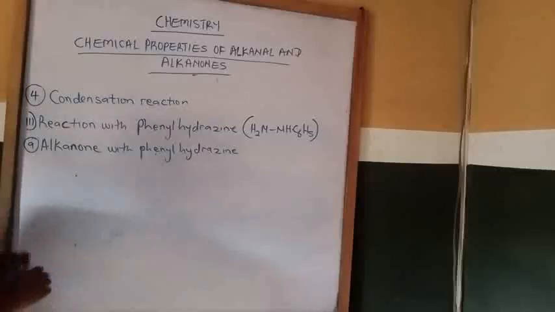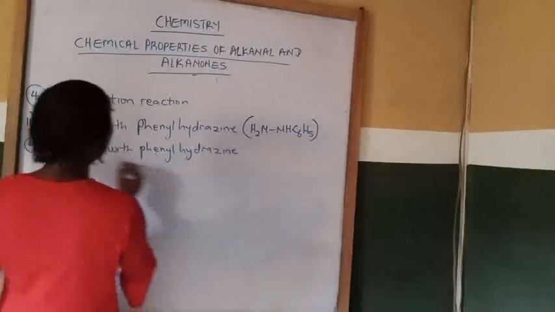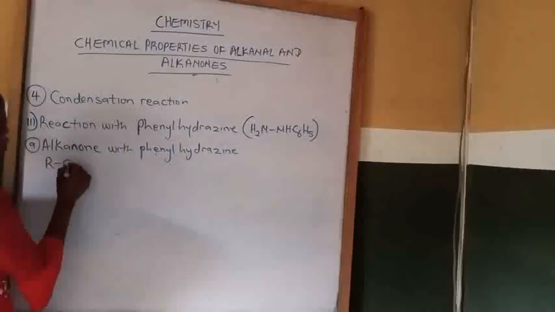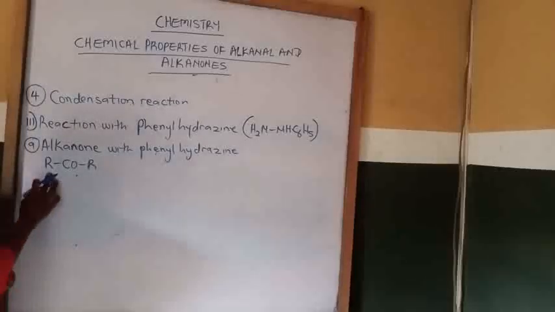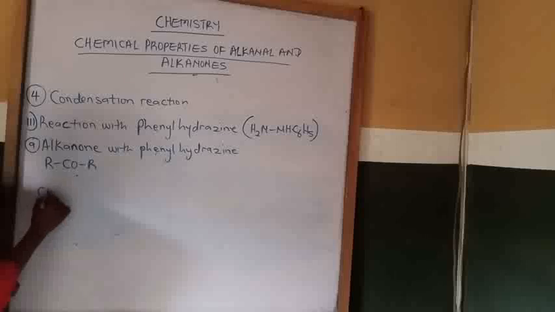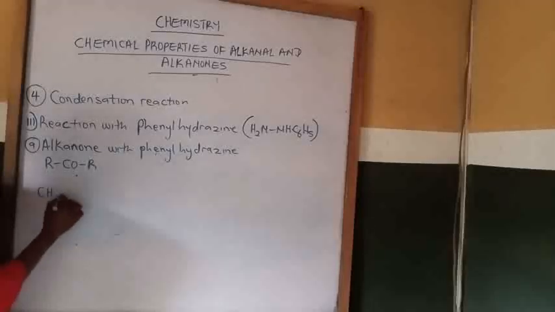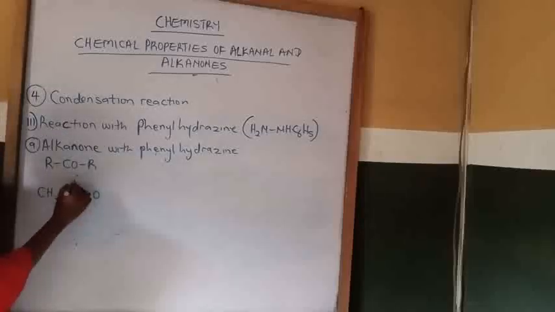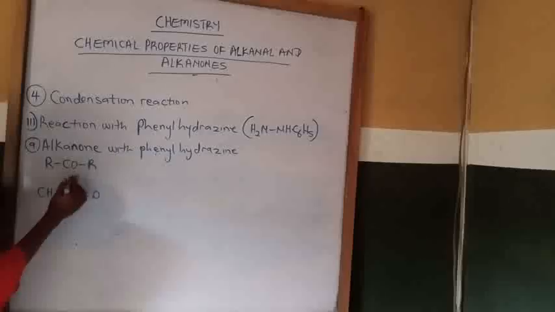I will use a named alkanone. Then don't forget that alkanone is what? RCOR. So I'm going to use a named alkanone. Then I will replace this R with an alkyl group. That's CH3, C double bond O. Then the second R, I will replace with an alkyl group. This second R, I'm going to replace with CH3.